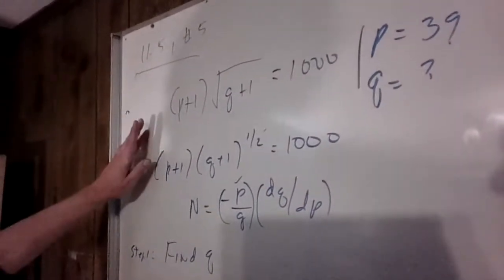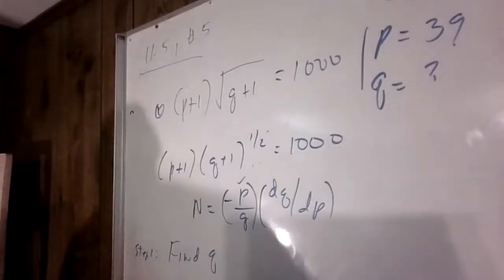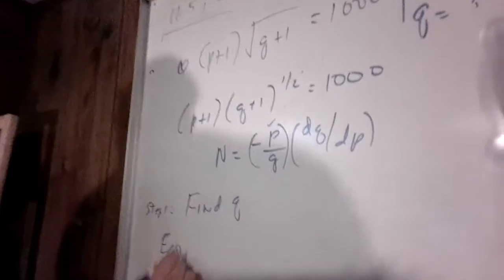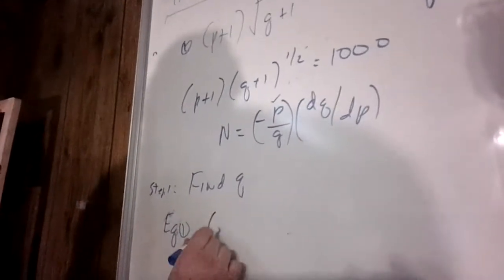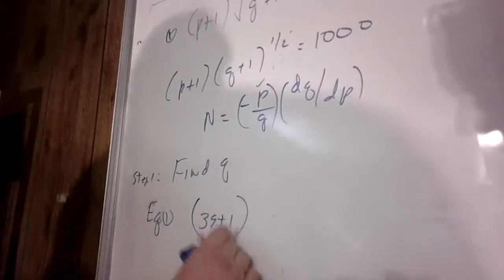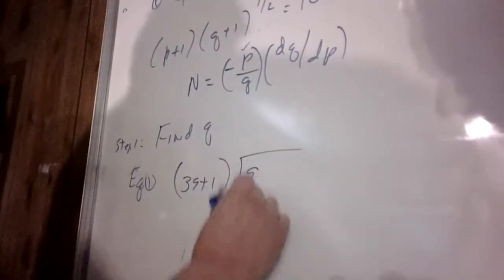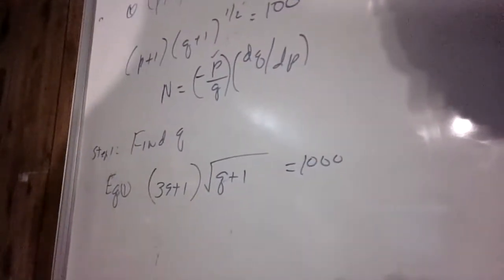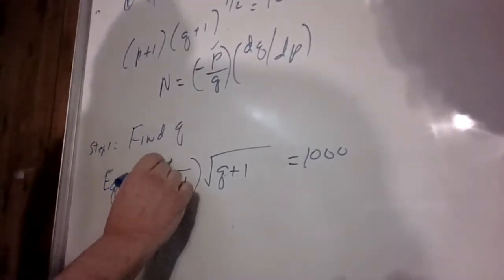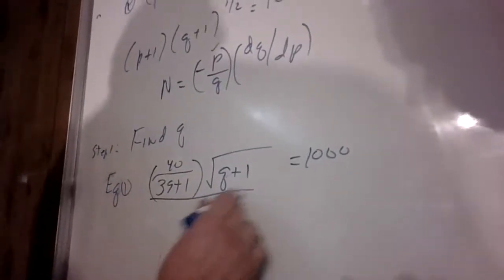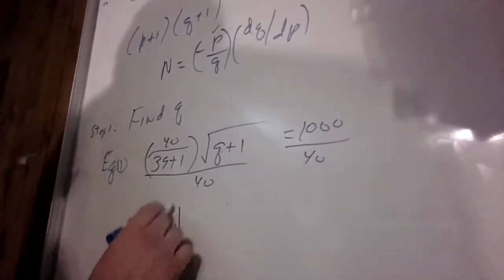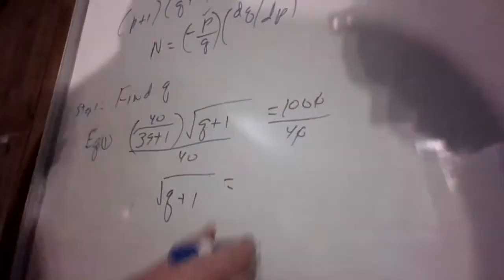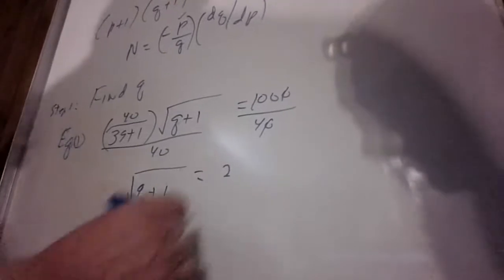Got to go back into the original equation. Call that 1. And I know P is 39. So it's 39 plus 1, the square root of Q plus 1 is 1,000. So this is going to be 40. And I'm going to divide both sides by 40. So the square root of Q plus 1 is going to equal, that cancels that, 2 left over, so 25.